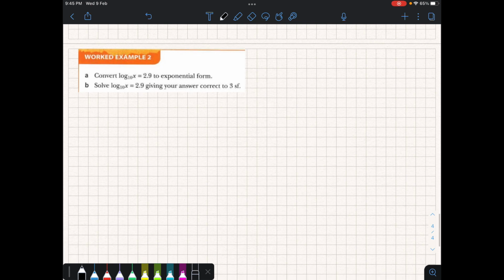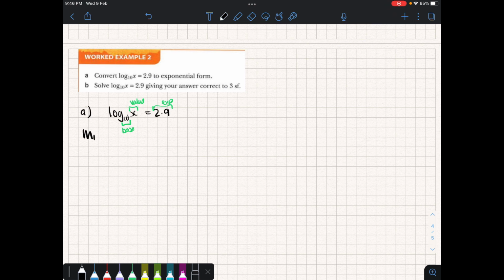Okay, in this example, we are being asked now to convert log base 10 of x equal to 2.9 to exponential form. So this is in log form, and we want to go back to exponential form. So again, there's 2 methods. The one is the intuitive one, where we're going to identify the parts. So here's the base, here's the value, and this is the exponent. So we're just going to switch things around back into the exponential form.